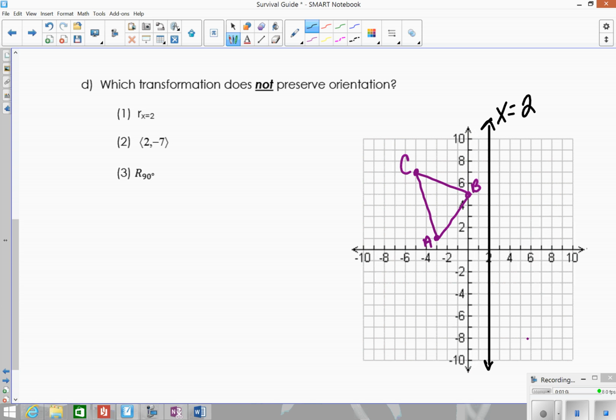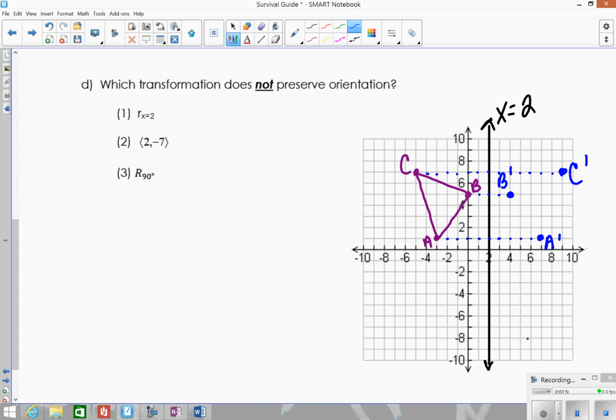In order to do a reflection, you always count the number of units it takes to get to this line. That's how far you're going to travel from it. If I start at A, I have to go 1, 2, 3, 4, 5 to get to the line, so I have to go 5 from it. And we always travel perpendicular to the line of reflection. From B to get to the line, it's 2 units, so I go 2 more units. And then C, 1, 2, 3, 4, 5, 6, 7.